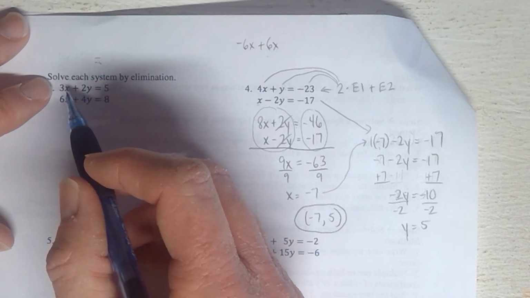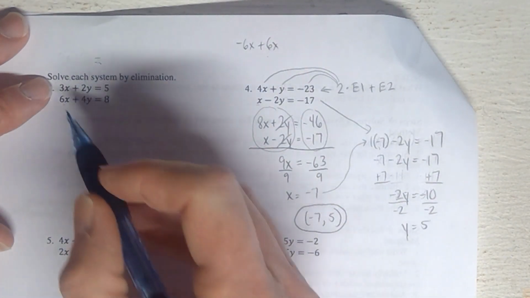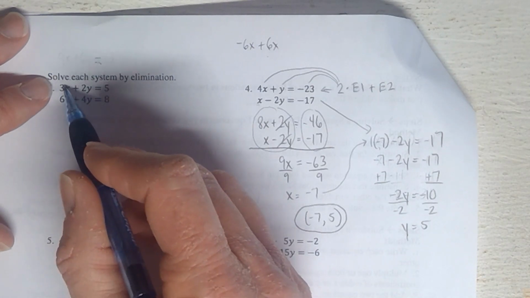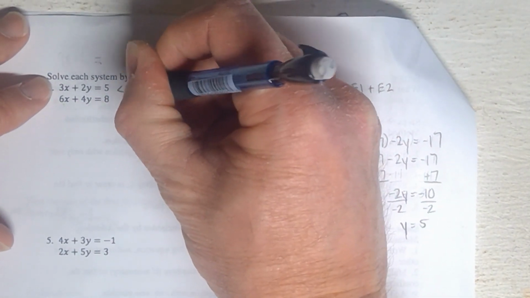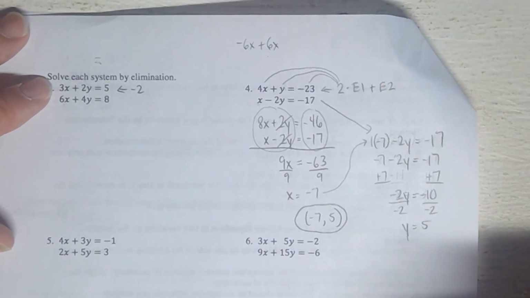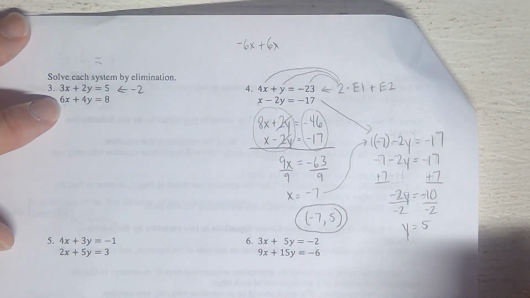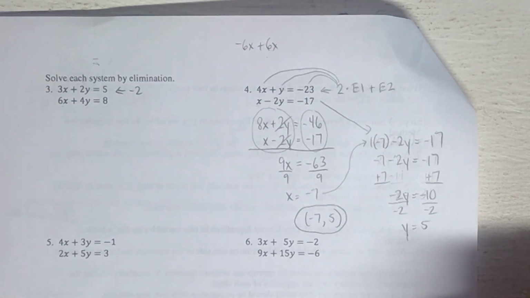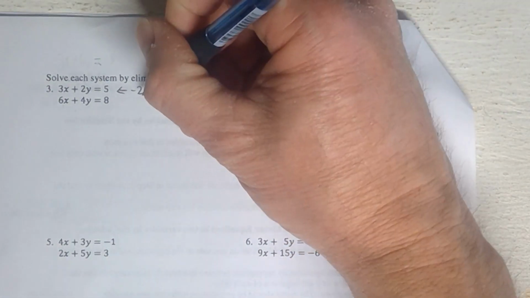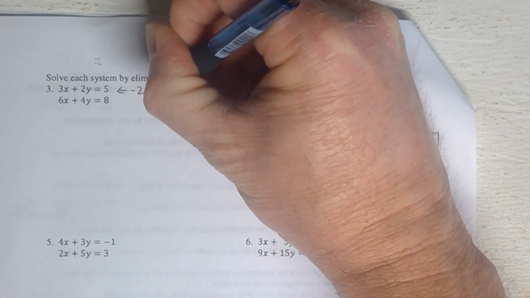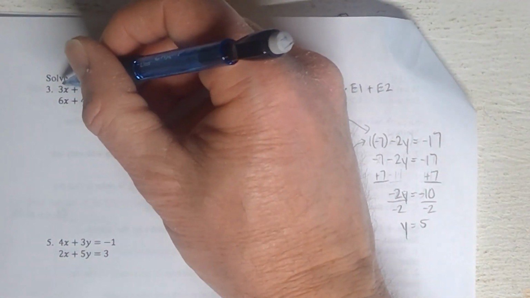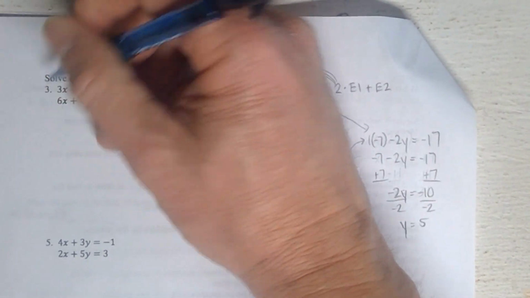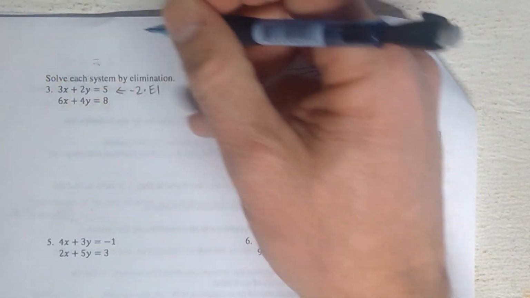And I say, what could I multiply the smaller number by to get it to be the opposite of the bigger number 6? All right, well, we know that 3 times negative 2 will make it the opposite of 6 right there, right? So I'm going to multiply negative 2 times the first equation, and that will make these the opposite. So what happens if I do that?